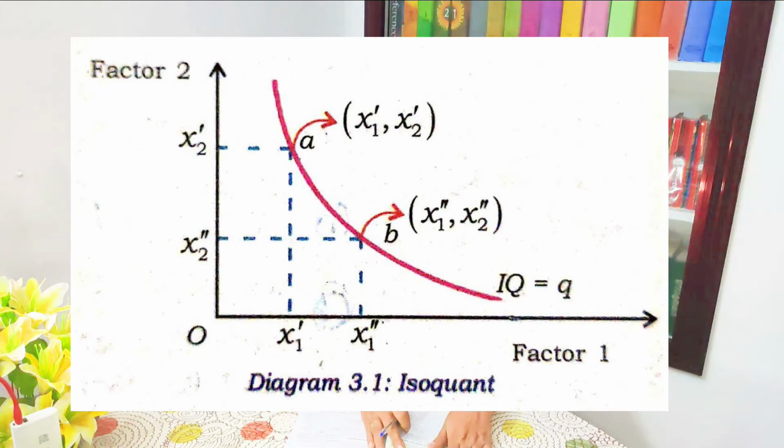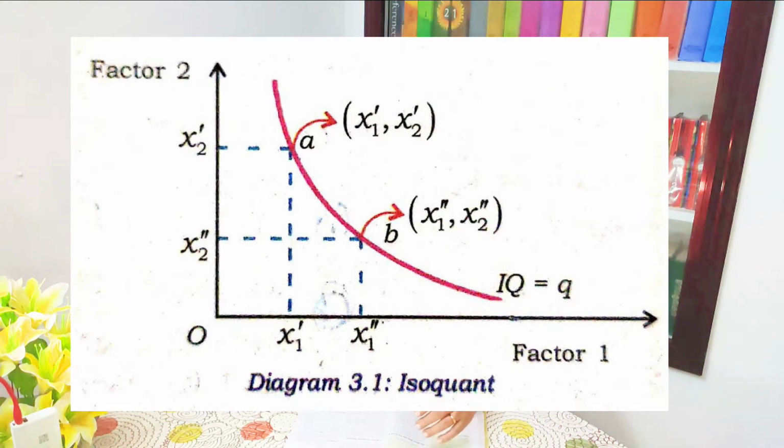Isoquant is otherwise known as equal product curves. Different combinations of two inputs which give the same level of output. Then properties of an isoquant. Isoquants are convex to the origin. Two isoquants never intersect each other.